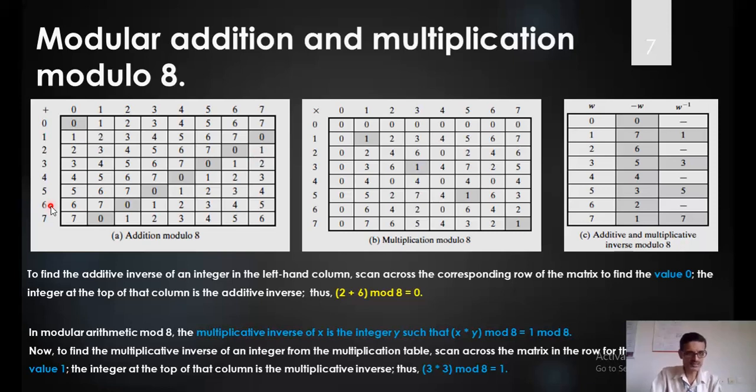So just go on. I'll take a random example here. 6 plus 5 is actually 11. 11 mod 8 is 3. 6 plus 7 is 13.